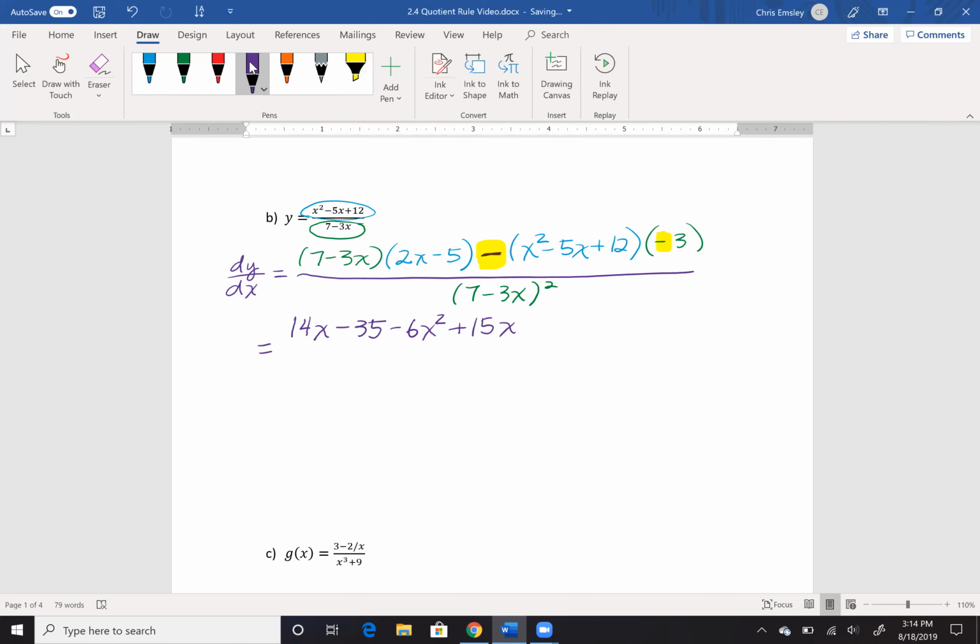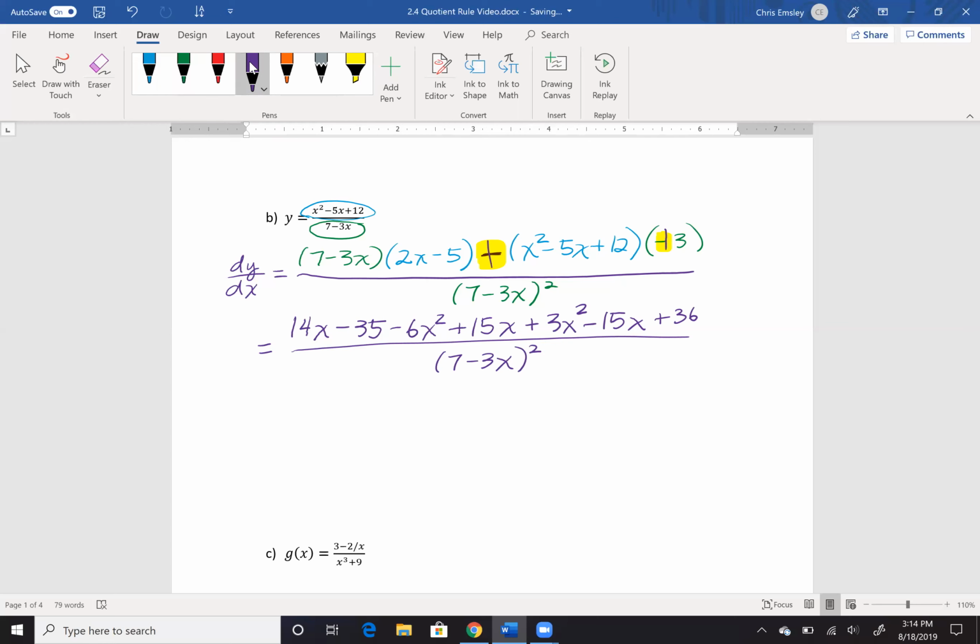So if we want to, we can change this both to plus. Two minuses give us a positive, so we're really just distributing that 3. Plus 3x squared minus 15x plus 36. Whole thing stays over 7 minus 3x squared.